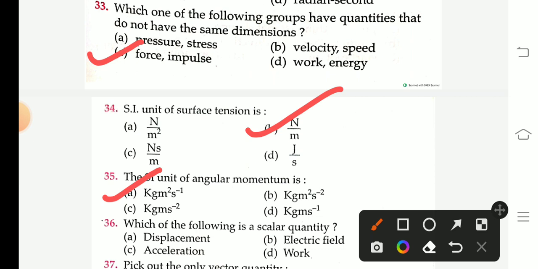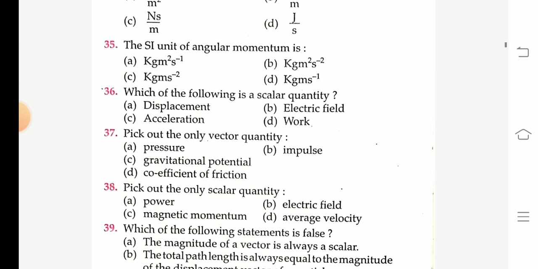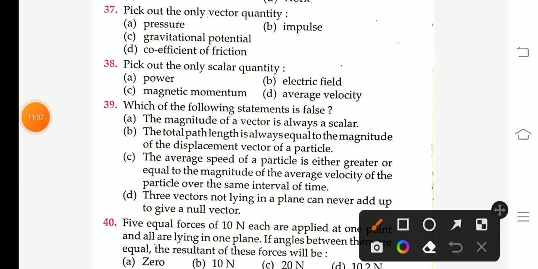Which of the following is a scalar quantity? Work. Pick out the only vector quantity: impulse. Pick out the only scalar quantity: power. Which of the following statements is false? The magnitude of a vector is always a scalar. This is right. The total path length is always equal to the magnitude of the displacement vector of a particle. This is false.